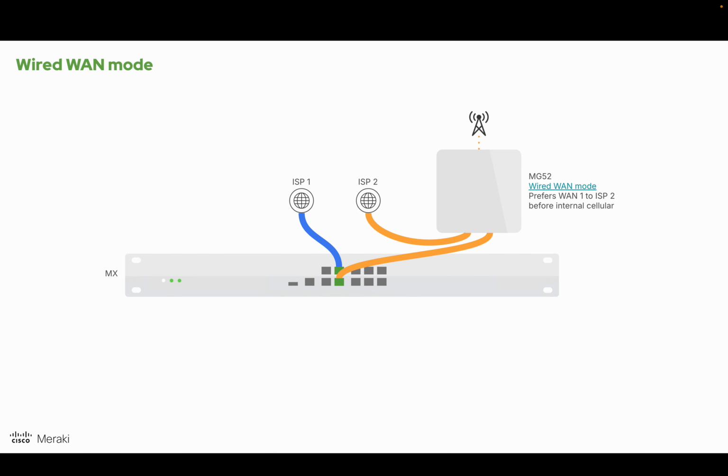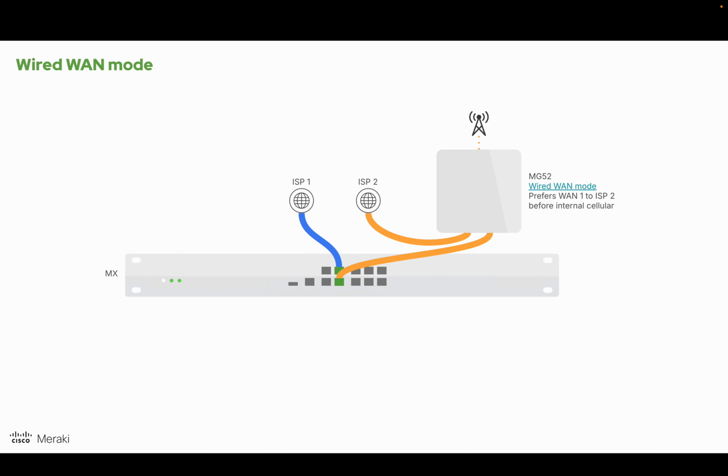Wired WAN mode allows for a pass-through mechanism for the MG Cellular Gateway. In this simple diagram, I have an MX security appliance with an ISP connected to the WAN 1 port, and then I have a second wired ISP that is connected to the MX WAN 2 port, but it passes through an MG that's been configured for wired WAN mode. So what that means is WAN 2 on the MX physically is connected up through the MG, but just simply passes from port 2 to port 1 to reach wired WAN ISP 2.